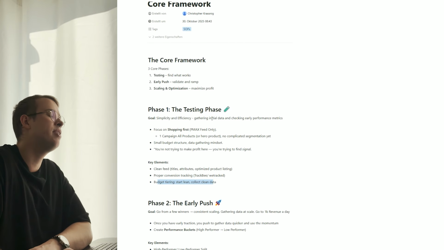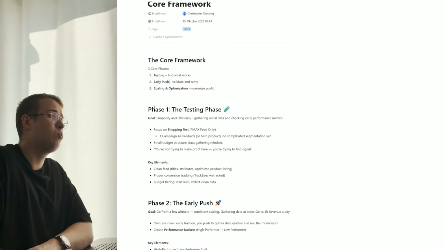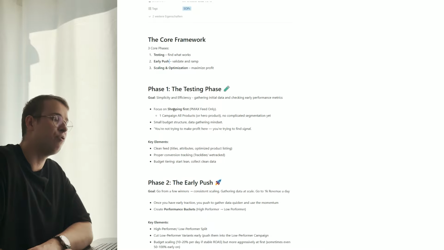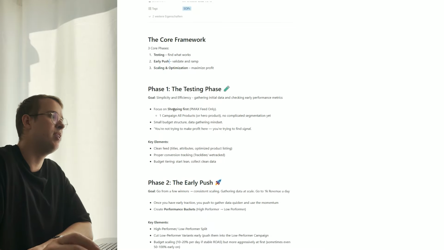Then immediately after that comes the biggest phase, the most important phase as well. Phase 1 is relatively short, like we said, 1-2 weeks. Then we move immediately into phase 2 the moment we get some momentum coming in. And that's the most important phase. It's the early push phase.